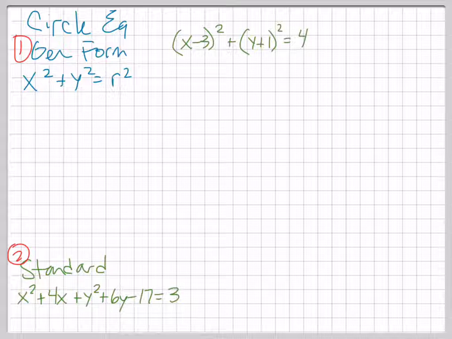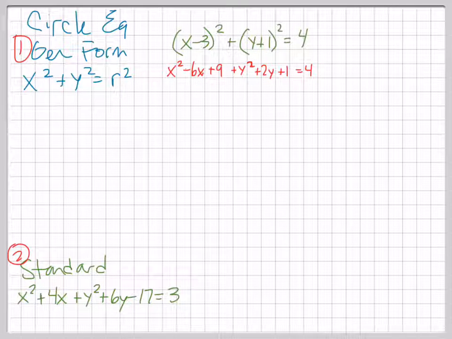First thing I need to do is expand these binomials, which, hopefully you've seen another video where we can easily expand binomials. All we do is square the first term, multiply the two terms in there, so x times negative 3 is negative 3x, double it, so negative 6x, and then negative 3 squared is positive 9. If you're like, whoa, that was really fast, look for my video on multiplying squared binomials. For this one it's going to be y squared plus 2y plus 1, and it's going to equal 4.